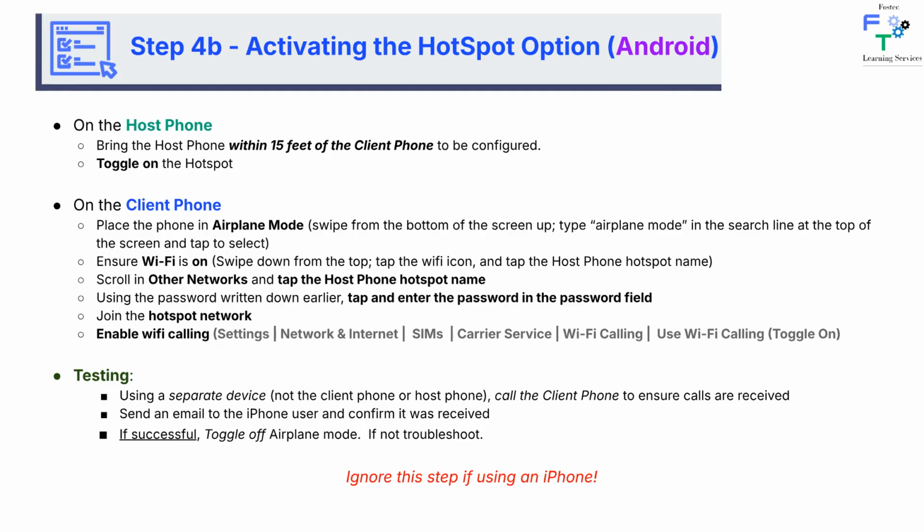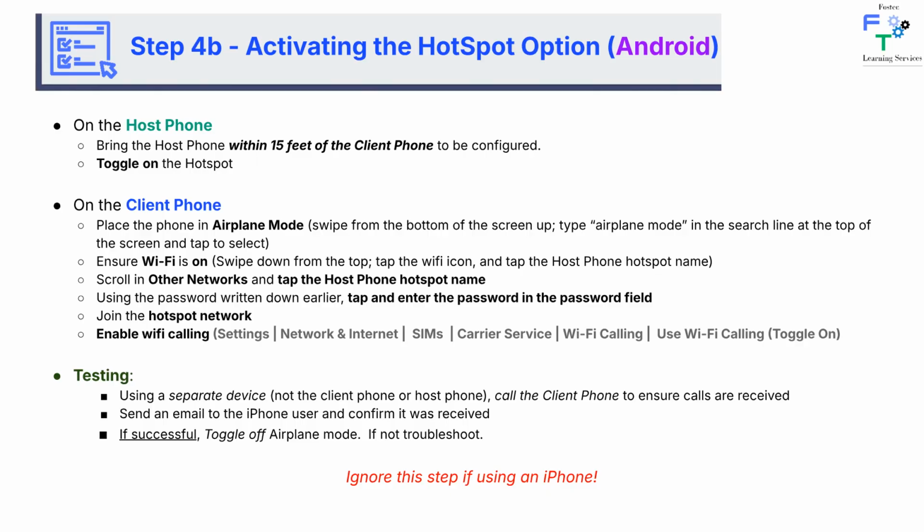To test the call portion, it's recommended if possible to use a phone other than the host phone, possibly a landline or someone else's cell phone. A correctly configured setup will receive the call. We also need to confirm the internet is working correctly. We do this by sending an email to the Android user. They should receive it within a minute.